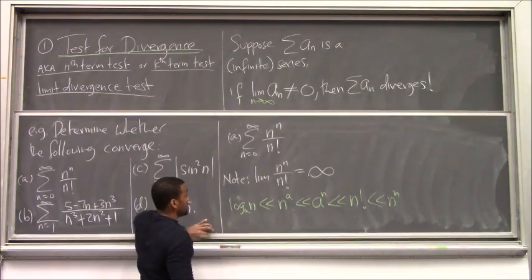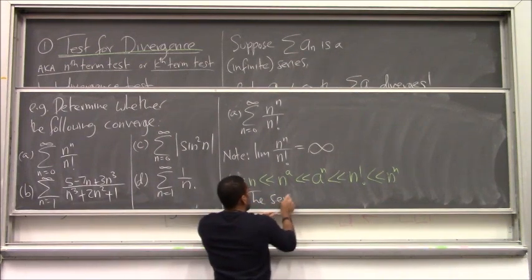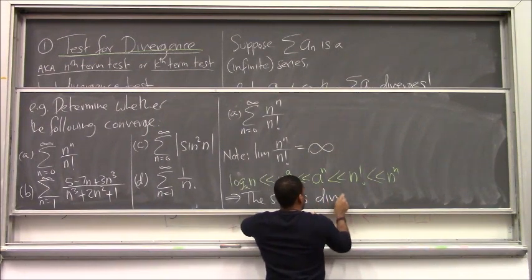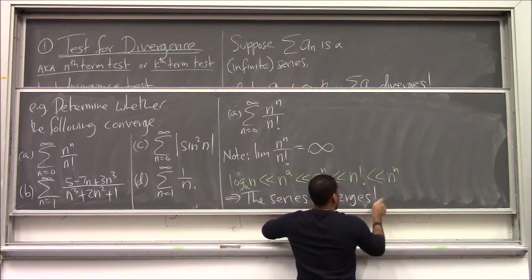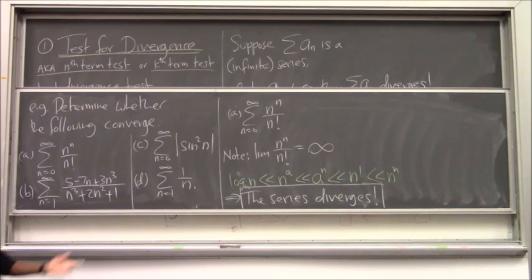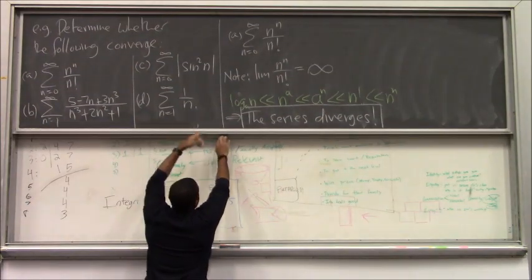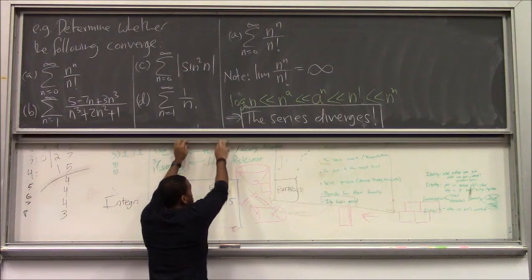And so basically what you could say here is that the series diverges. That would be your answer. That's all you have to do. You see a series, you take the limit, it's not 0, it will diverge.